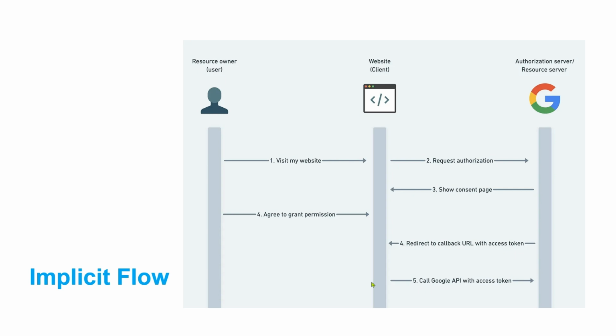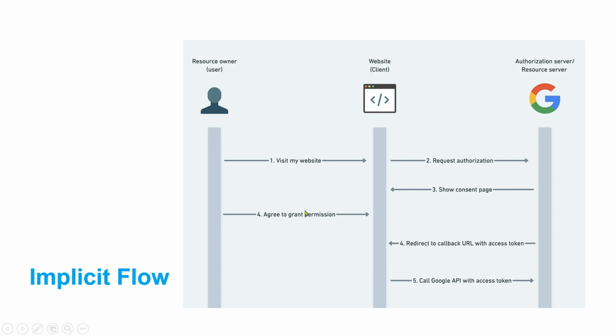The next flow is implicit flow. The implicit flow is commonly used in SPA, single page applications, or client side apps, like the front end. Unlike the authorization code flow, the access token is returned directly in the URL.